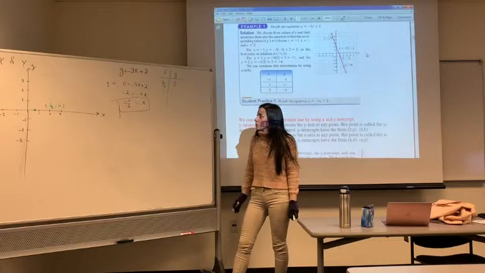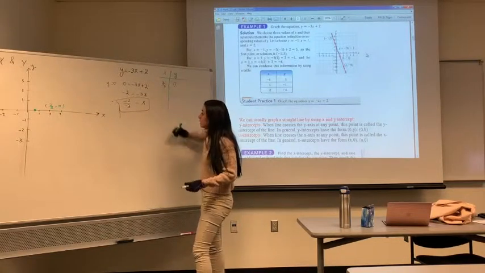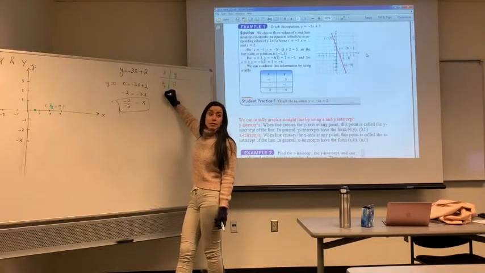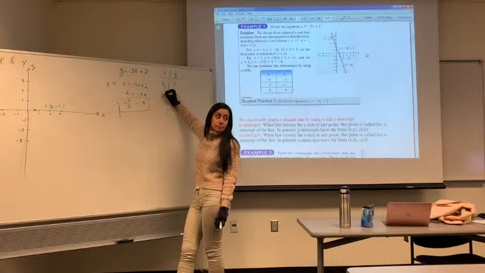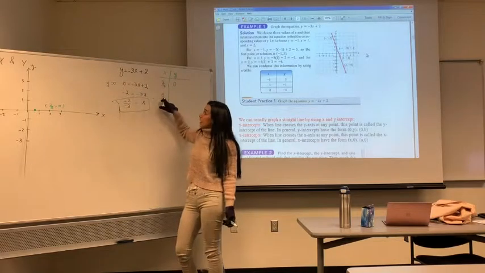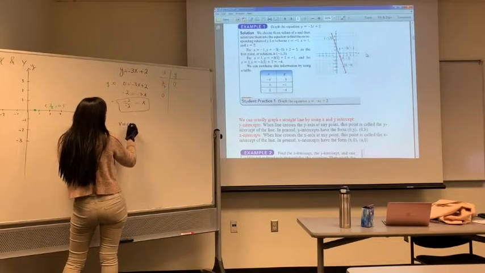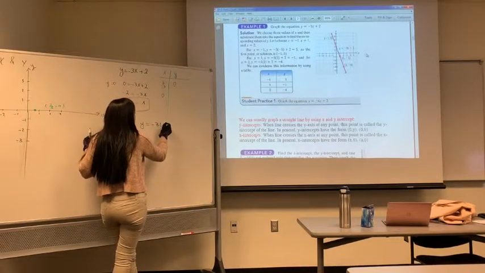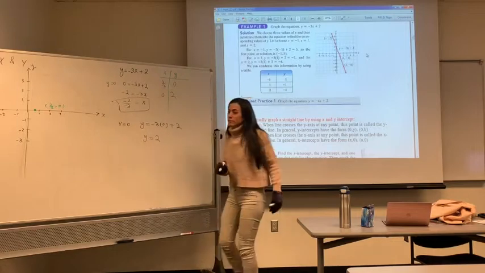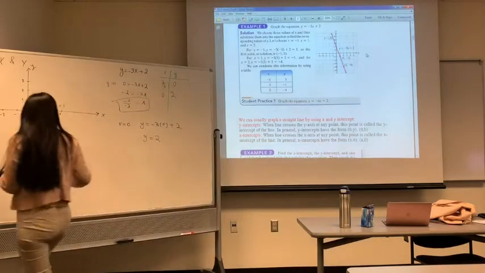Another one. Now let's see what happens if x is 0. We are going to replace x by 0, right? So if x is equal to 0, y is equal to negative 3 multiplied by 0 plus 2. So y is equal to 2. This was much easier to find, correct? It's not fraction, it's not decimal. So we have our second order pair, which is 0 and 2.